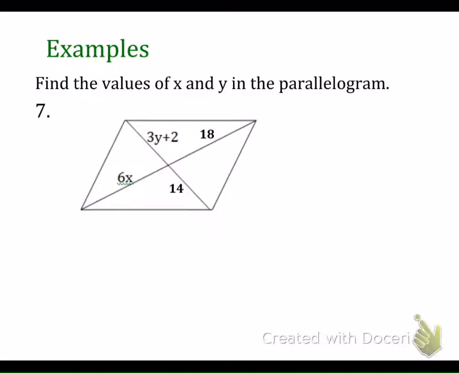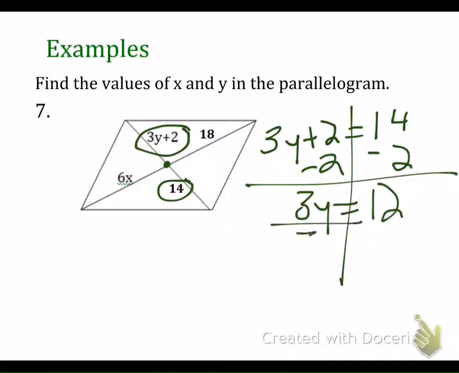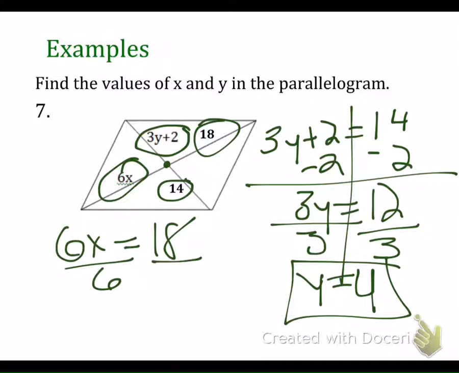Alright, we know that if these are bisectors, then they split it in half, okay? So 3y plus 2 is equal to 14. So subtract the 2 on both sides. 3y is equal to 12. So y is equal to 4. That's one answer. Now same thing over here. We know 6x is equal to 18. So x is equal to 3.